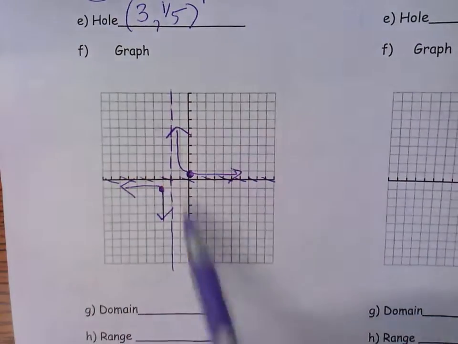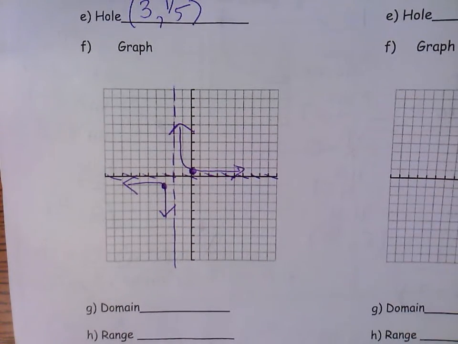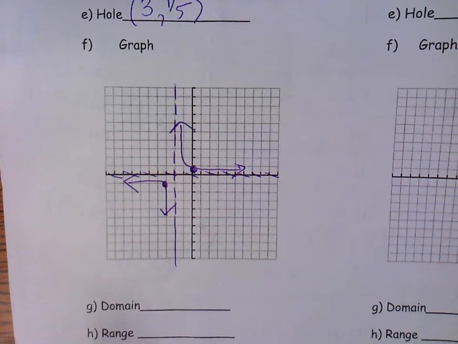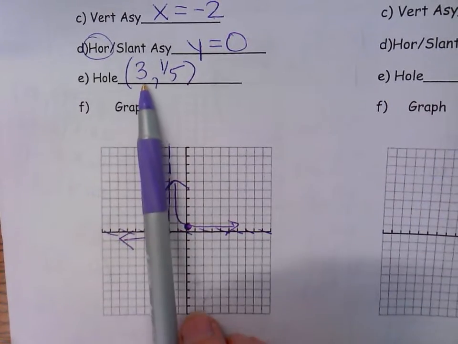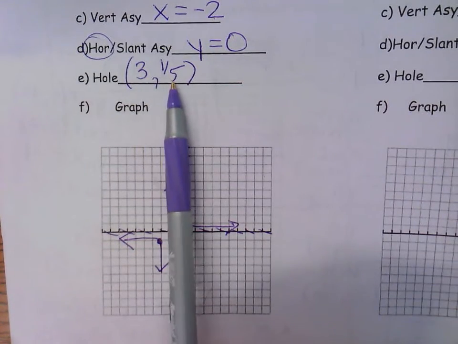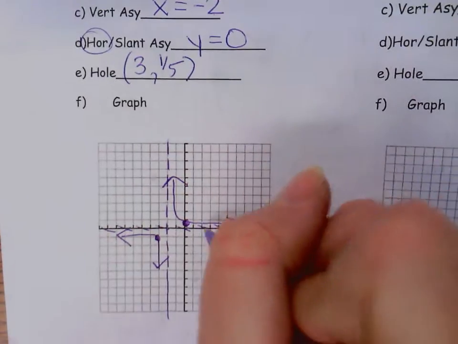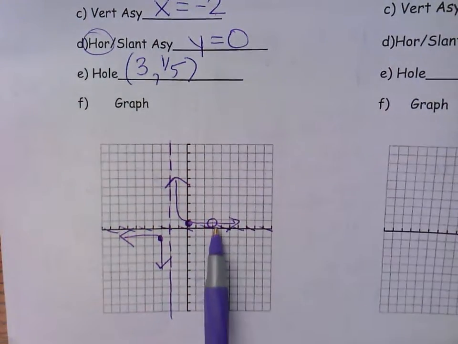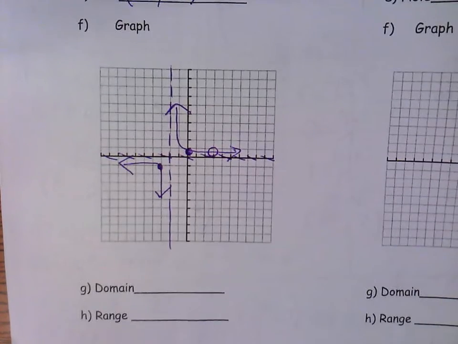I would consider this a relatively easy rational function to graph. We didn't have to do any crazy division. There were only a couple points to find, and the hole was relatively easy to do without a calculator. Plug in 3, 1/5. So 3, 1/5, 1, 2, 3. You just put an open circle on your graph to show that there's a hole there.